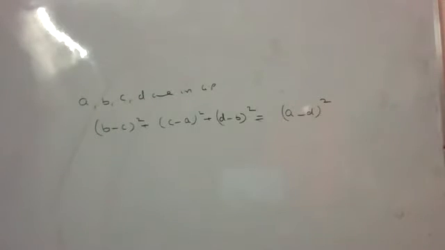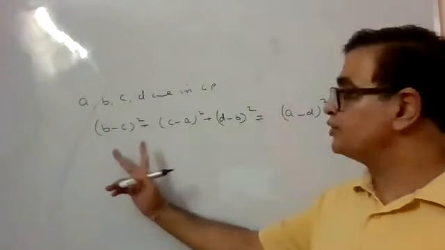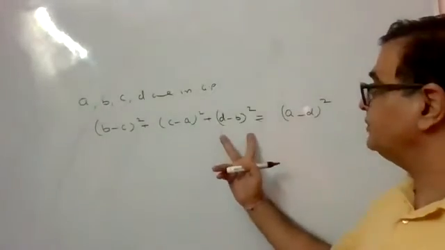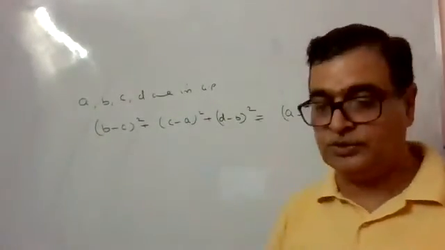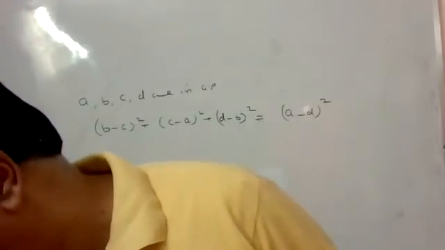A, B, C, D are in GP, then prove that B minus C whole square plus C minus A whole square plus D minus B whole square is A minus D whole square. This is the question we have to prove.